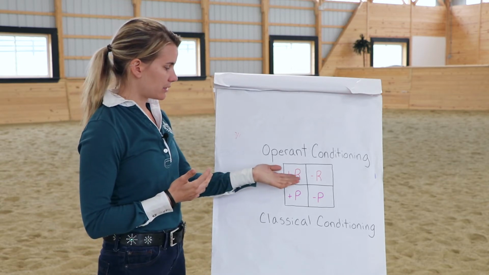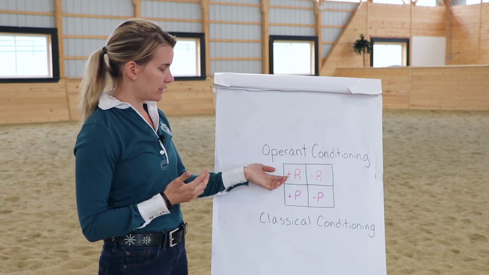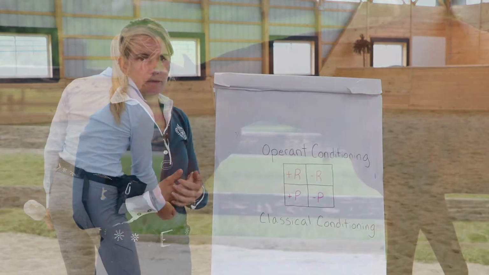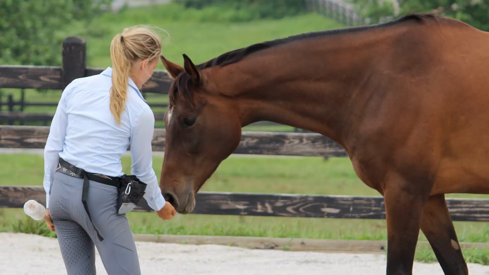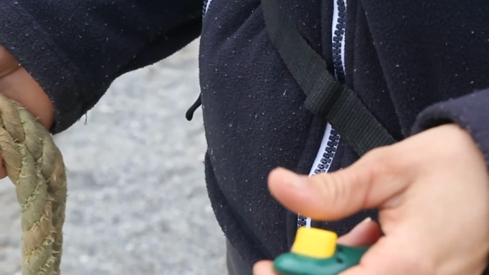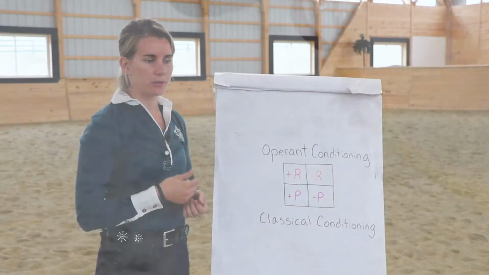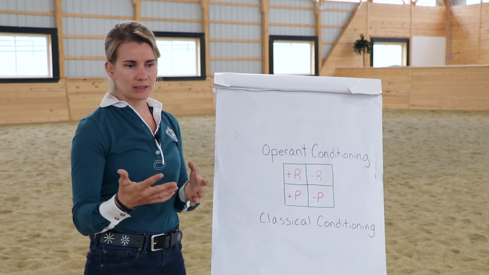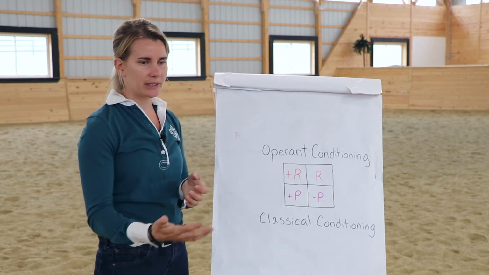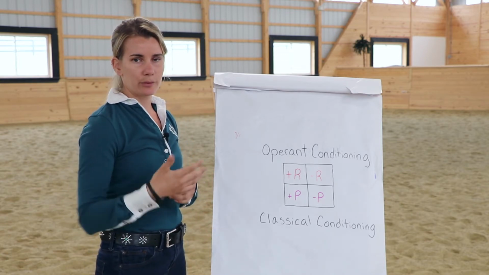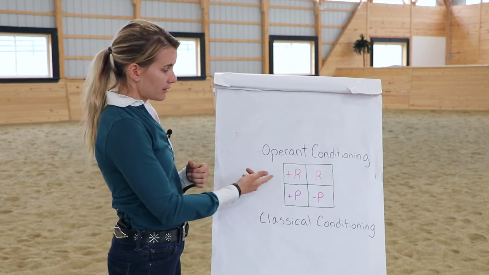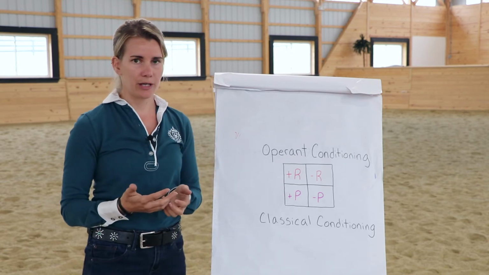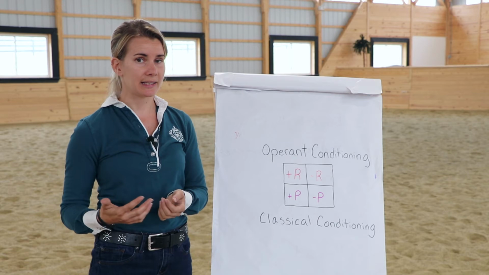This top part of the quadrant here is positive reinforcement. This is any time that the horse does something and something good happens to him afterwards. It can be intentional, so it can be the horse doing something that we like. He goes forward really nicely when we ask, and we give him a treat afterwards. But positive reinforcement can also happen when we're not necessarily intending it.